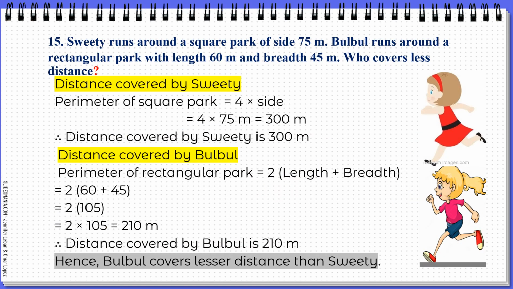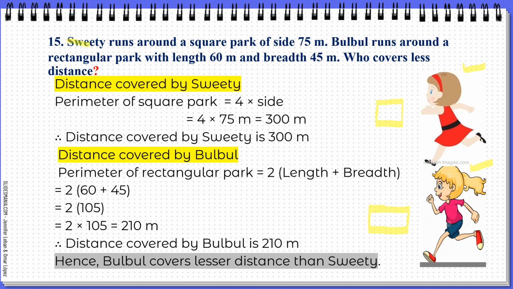So question number 15 is very interesting. Your Sweetie and Bulbul, two friends, are both going for the morning walk. And the beautiful situation here is that Sweetie is taking rounds of a square park, whereas Bulbul is taking rounds of a rectangular park. So they both are trying to figure out who is actually covering more distance or who is covering the lesser distance. So let's try to help them by solving this question.